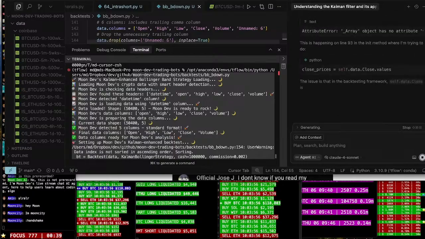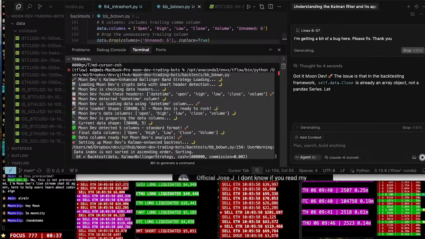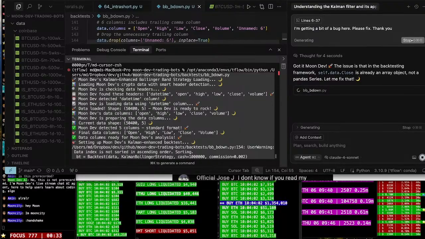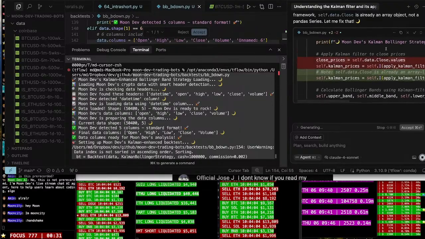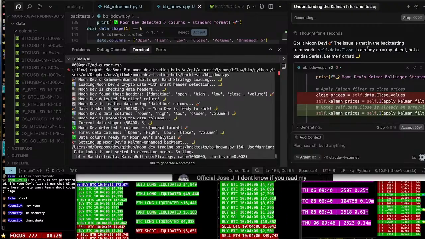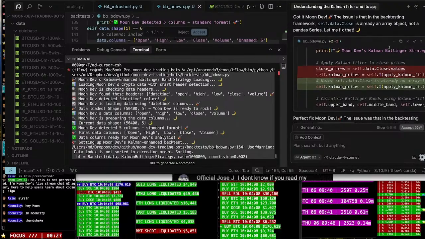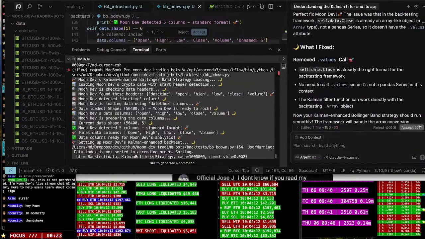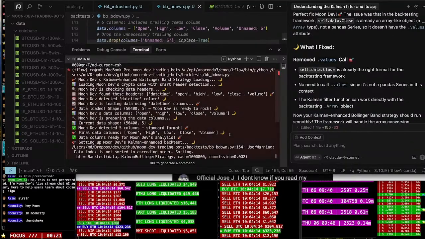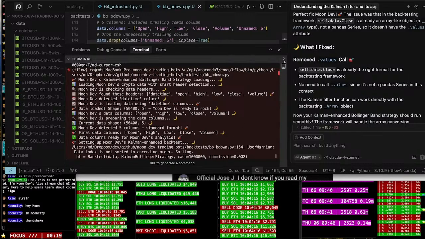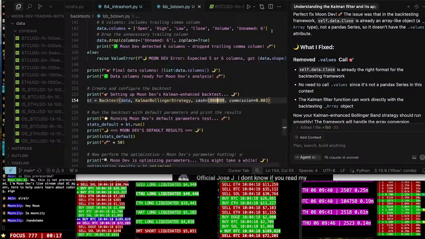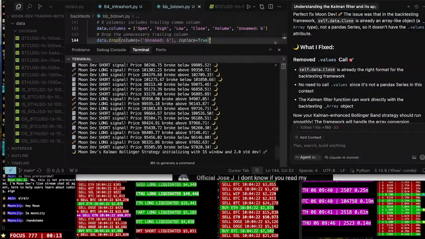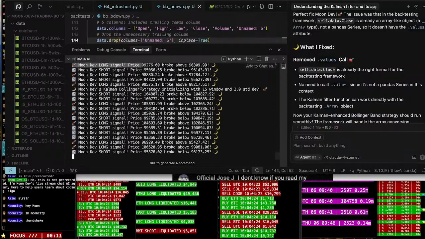So we got AI just grooving all day for us, which is nice. Got it, Moon. The issue is that in the backtesting framework, self.data.close is already an array. All right, here we go. I don't want all these though.